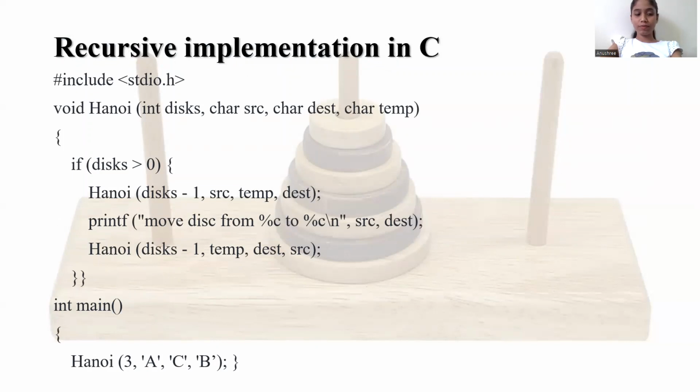Recursive implementation in C. Here the function name is Hanoi. Int disks, that is the data type of the disks is integer, and the characters src, that is source, dest, that is destination, and temp, that is temporary. If disks is more than 0, that is 1 or more, then call Hanoi with disks-1, source, temporary, destination. Here we put the disks from source to the temporary using destination, and then we put the disks from temporary to destination using the source. Here we have the int main function which calls the Hanoi function with 3 disks.